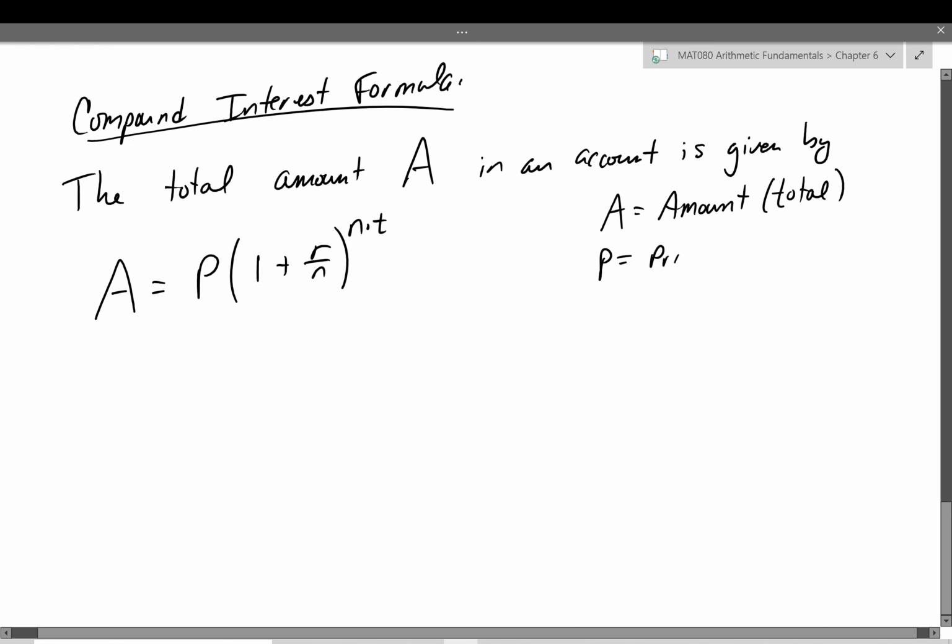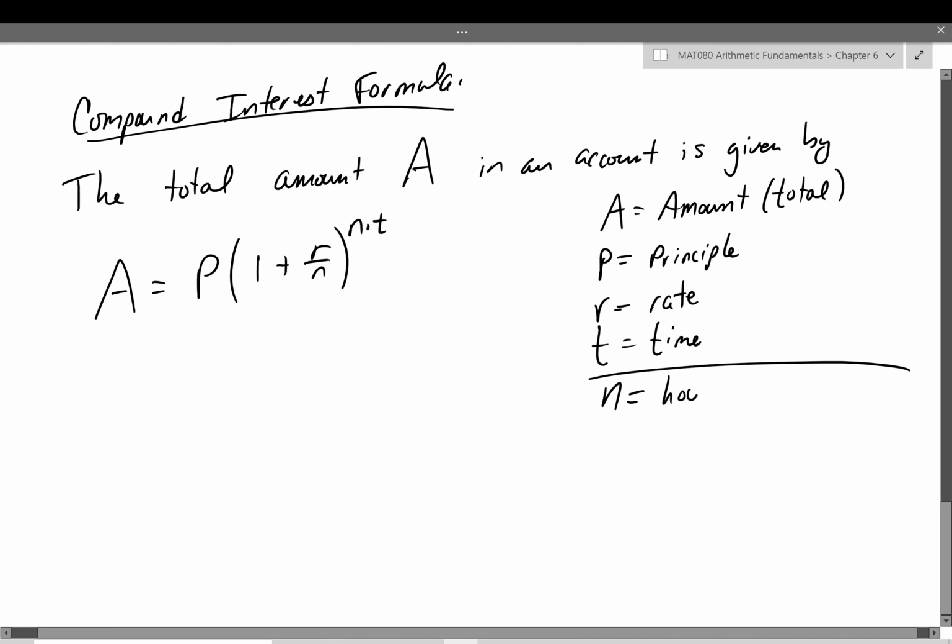P is the principal. That doesn't change. R is the rate. N, actually, let's save N. Let's do T for time, okay? Now, the reason why I wanted to save N is because this is the new thing.